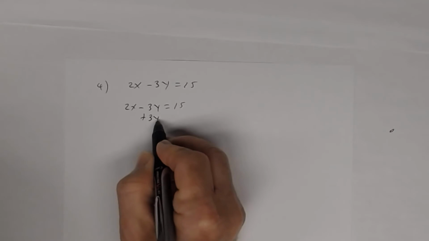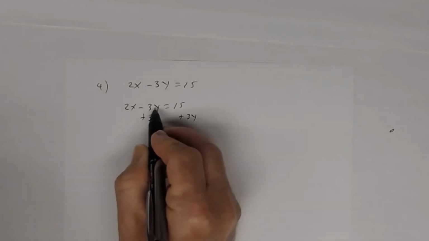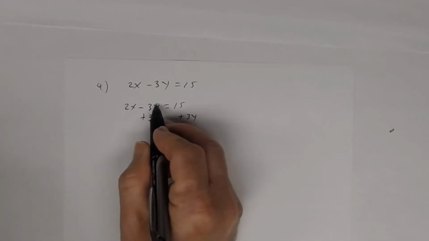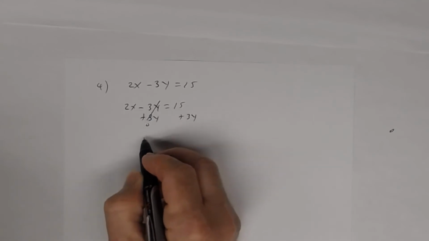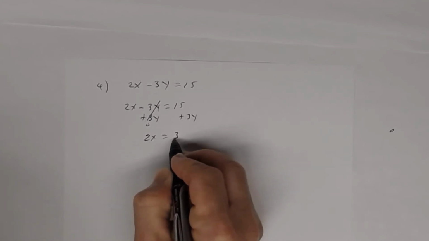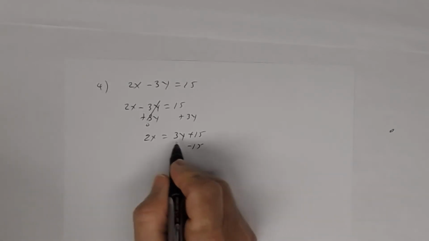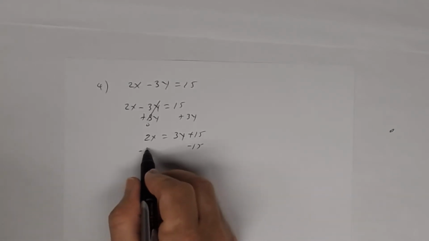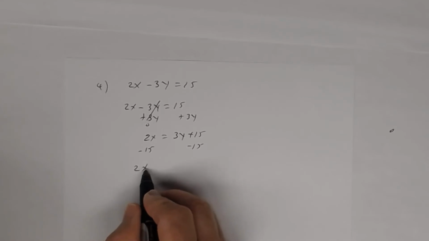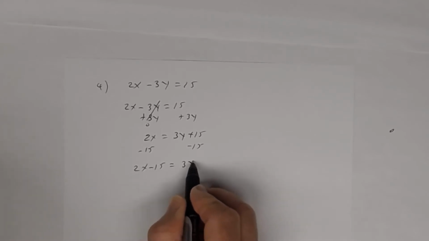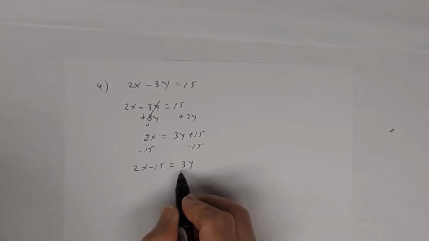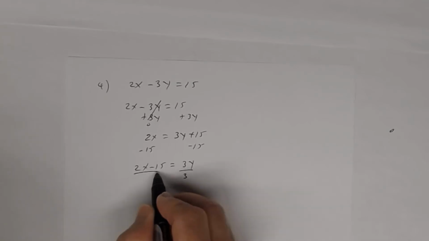I'm going to add 3y to both sides. And so I get, when I combine like terms, this is 0. So I get 2x here equal 3y plus 15. Then I'm going to subtract 15 from both sides because I want to get 3y by itself. So I get 2x minus 15 equal 3y. And to get y by itself, you divide both sides by 3, just like this.